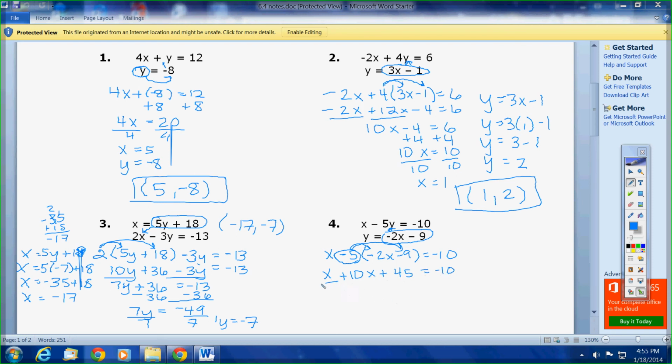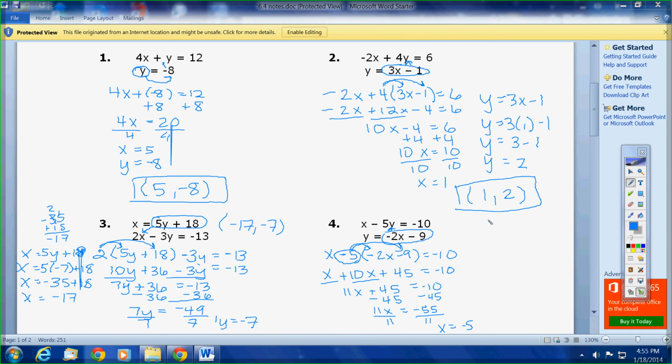I'm going to combine my like terms. I've got an x and a 10x. That gives me 11x plus 45 equals negative 10. I'm going to do a two-step equation now. I'm going to subtract 45. That gives me 11x equals negative 55. Divide by 11. And x is going to equal negative 5.